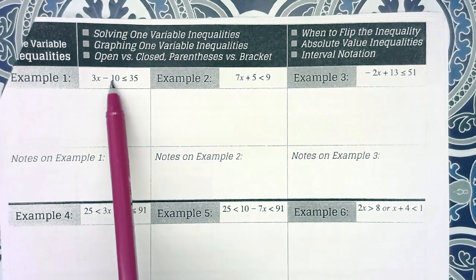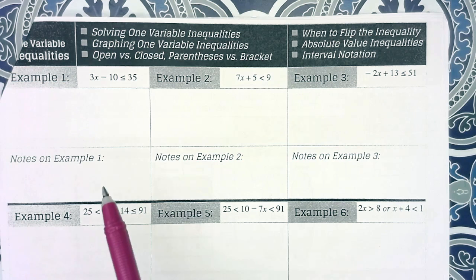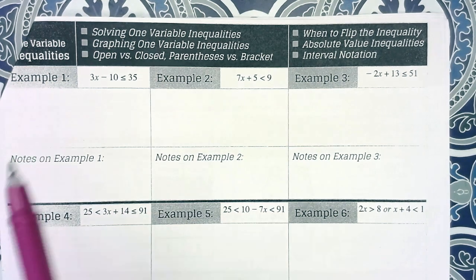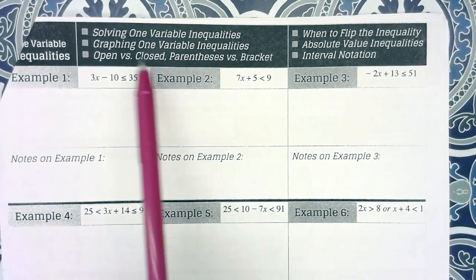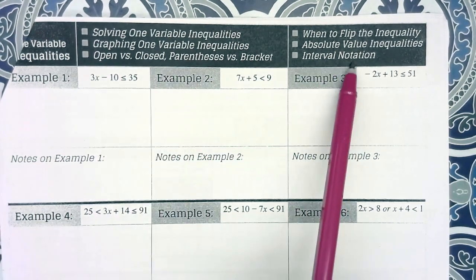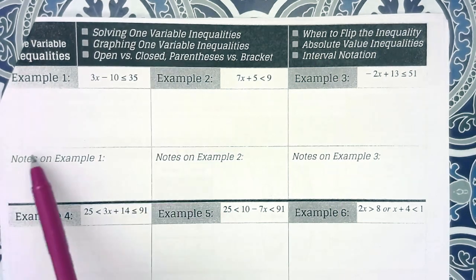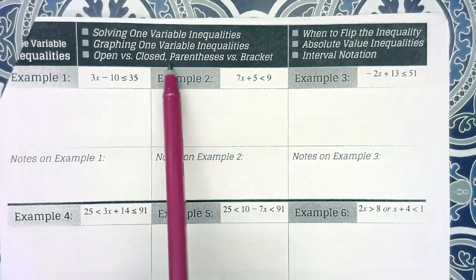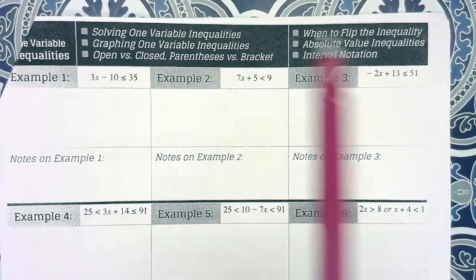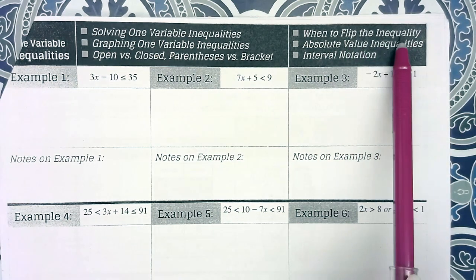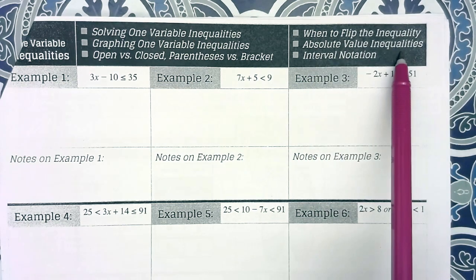Inequalities have symbols like less than, greater than, less than or equal to, and greater than or equal to. I think I said all four of them. Sorry if I mixed them up. Then we're also going to use something called interval notation. We're going to learn the difference between open and closed points, intervals. We're going to learn the difference between when to use parentheses and when to use a squared bracket. We're going to go over when to flip the inequality symbol, and we're going to talk about absolute value inequalities, okay?